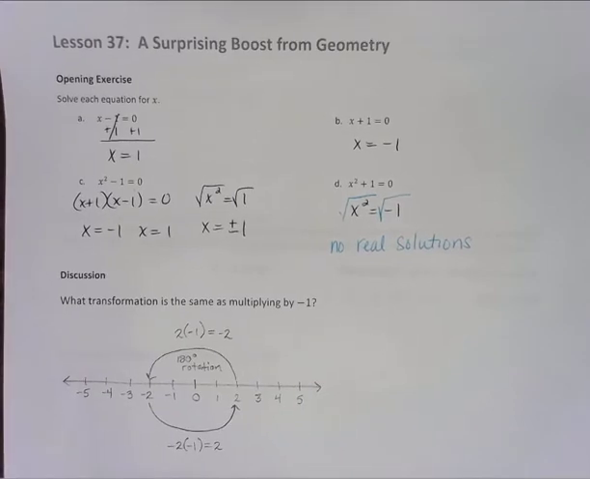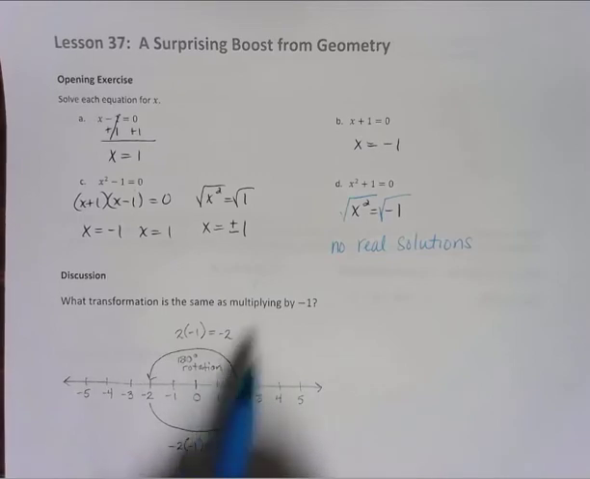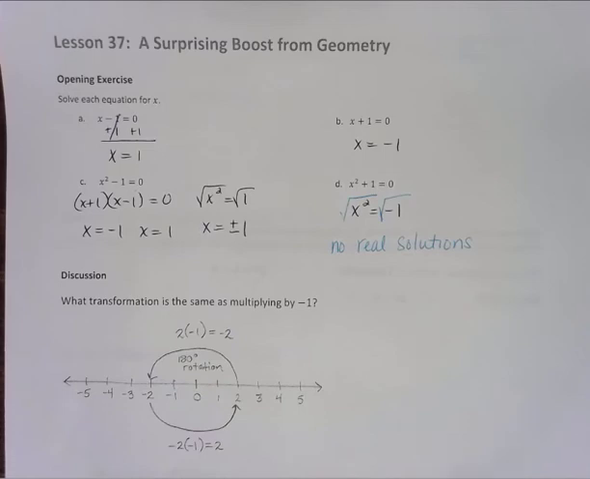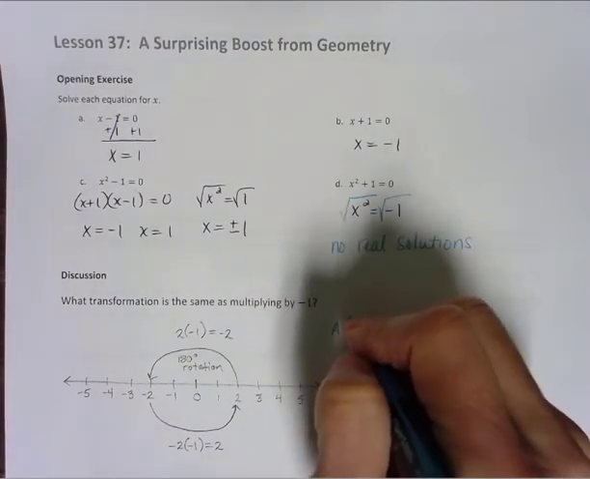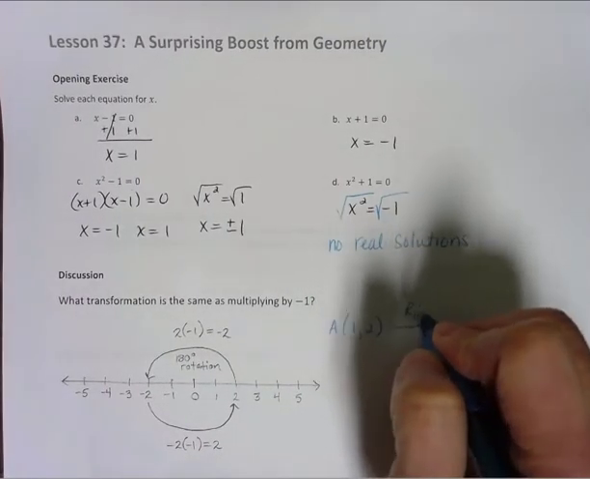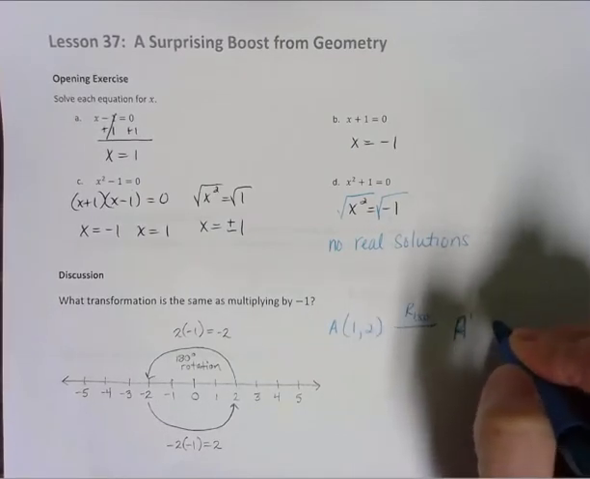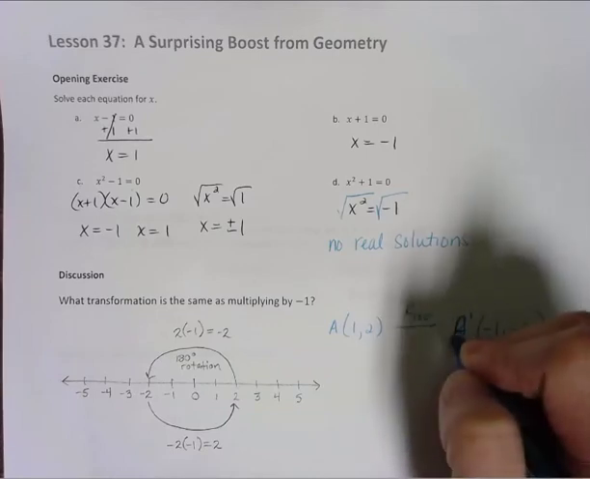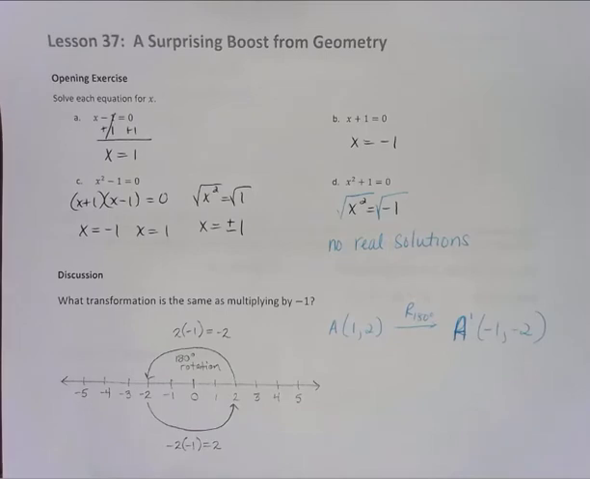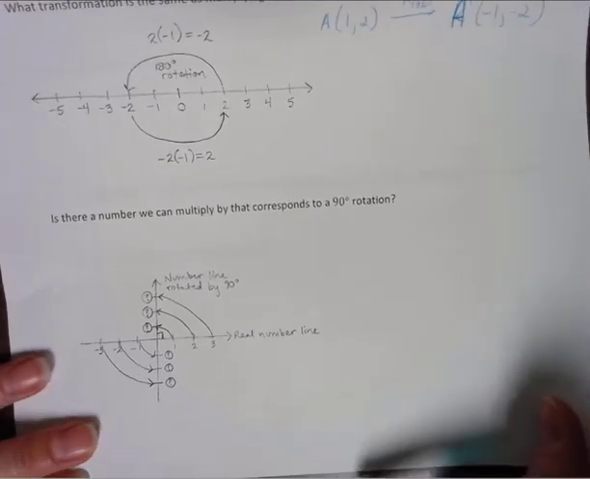Okay, so let's take a quick review about geometry. What transformation is the same as multiplying by negative 1? For all of the former geometry students, a transformation that's the same as multiplying by negative 1 is a rotation of 180 degrees, okay? So let's say we had some point A, which has coordinates (1, 2). If we rotate it 180 degrees, we end up at A prime, which has the coordinates (negative 1, negative 2). So that should hopefully look familiar from geometry.